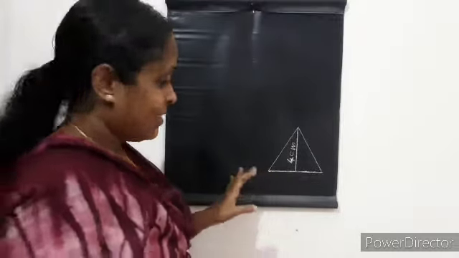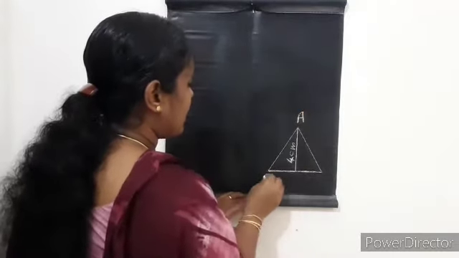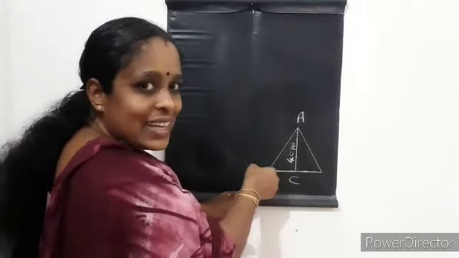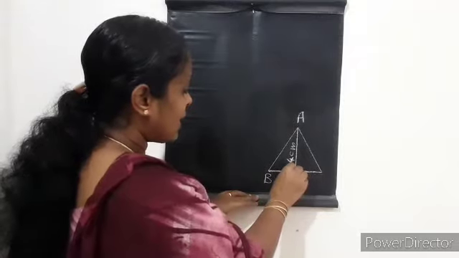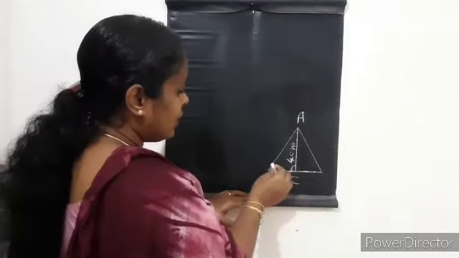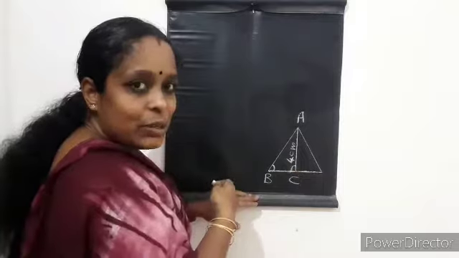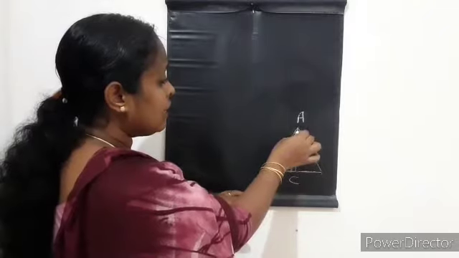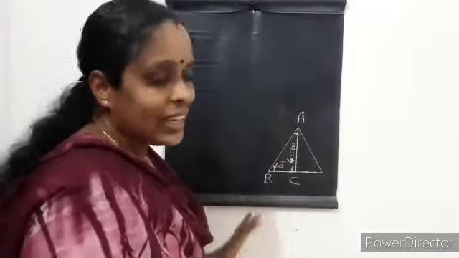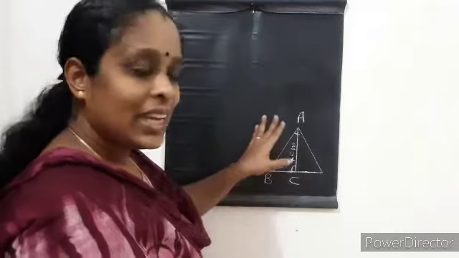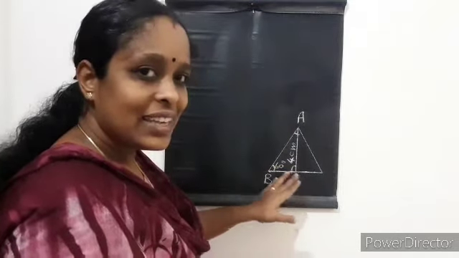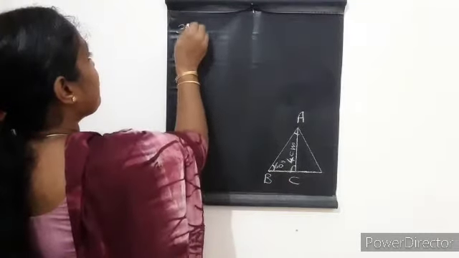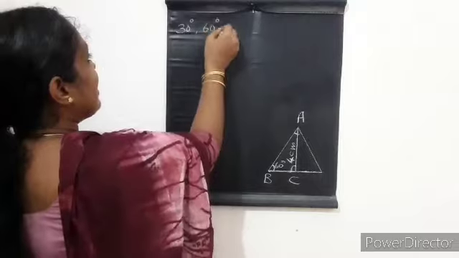First I give the name of this triangle as triangle ABC. So this triangle ABC is a right angle triangle. This angle is 90 degree. And you know the given triangle is an equilateral triangle. So this angle is 60 degree. Then what is the remaining angle here? Yes, it is 30 degree. So triangle ABC is a right angle triangle and its angles are 30 degree, 60 degree, 90 degree.